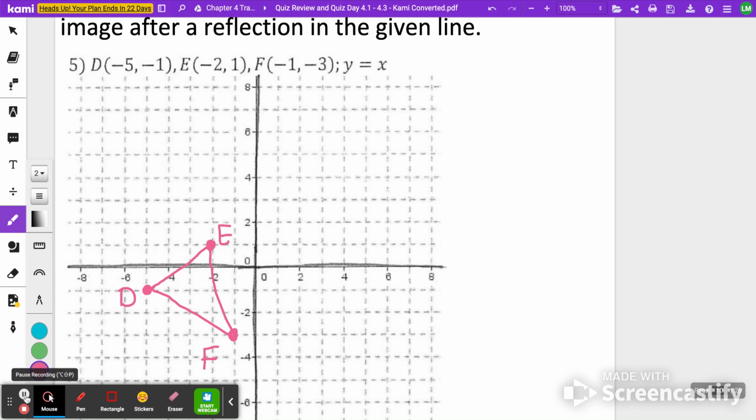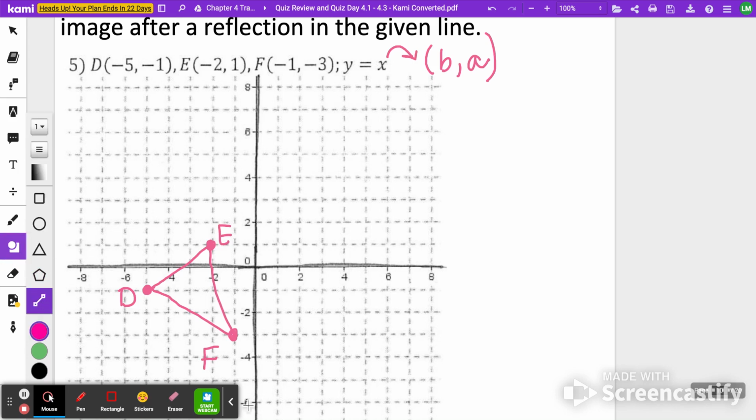So let's go ahead and talk about that rule first and maybe write down our original point. So the rule we're going to use is just switching around our x and y values, because as we graph this line, y equals x is going to go through the origin. So this is what our y equals x line would look like.